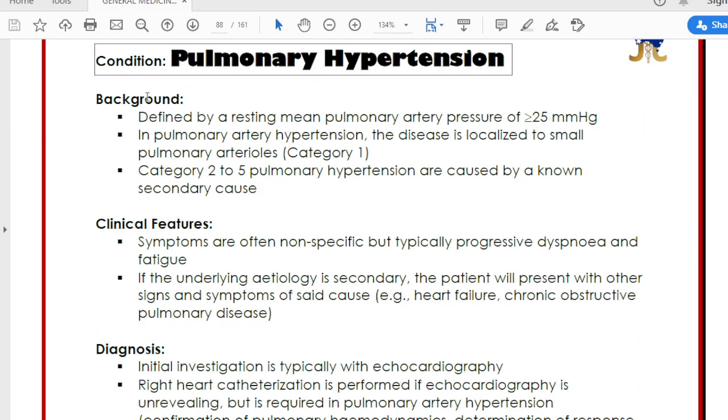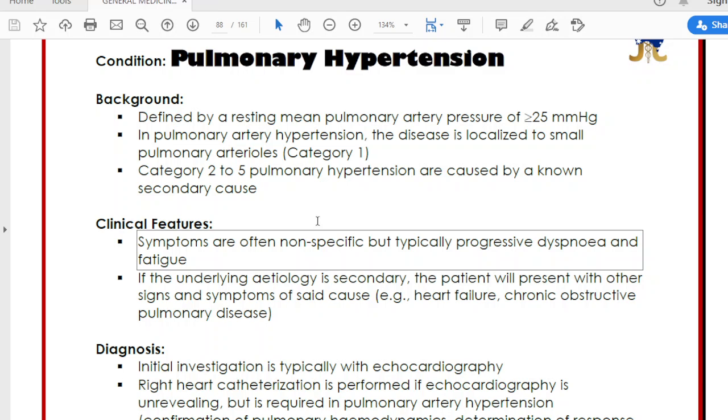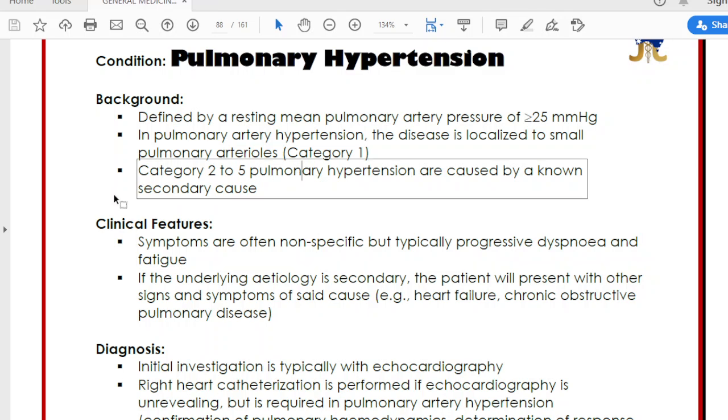Condition, pulmonary hypertension. Background, defined by resting mean pulmonary artery pressure of ≥25 mmHg. In pulmonary artery hypertension, the disease is localized to small pulmonary arterioles, category 1. Category 2 to 5 pulmonary hypertension are caused by a known secondary cause.